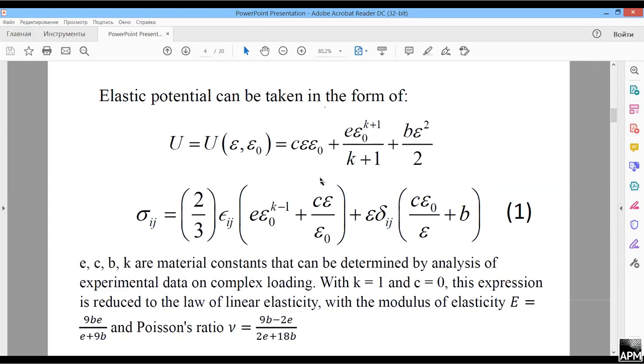Epsilon zero is intensity. So it's the first invariant then. Yes, we can see the first invariant depends only on two invariants. Without this one, it would not be objective. Then it's okay. Thank you very much.